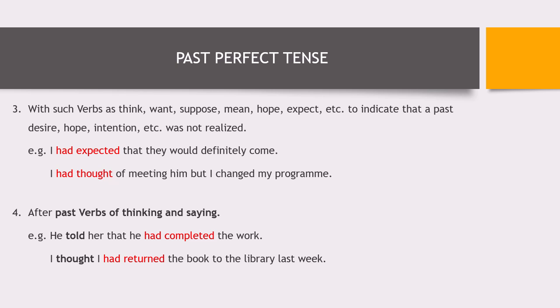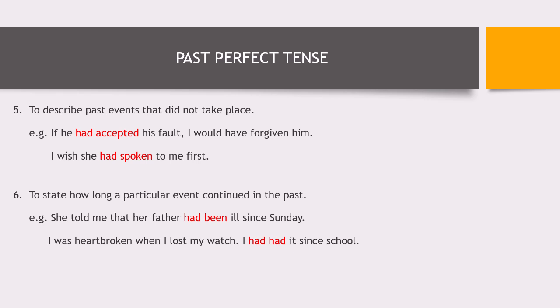4. After past verbs of thinking and saying. For example, he told her that he had completed the work. I thought I had returned the book to the library last week. Past perfect tense. 5. To describe past events that did not take place. For example, if he had accepted his fault, I would have forgiven him. I wish she had spoken to me first.